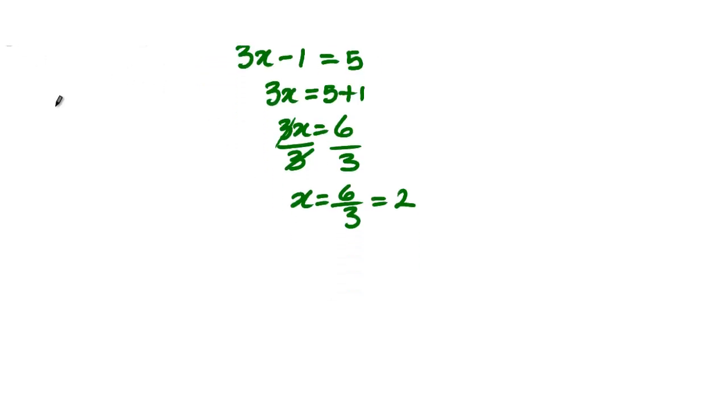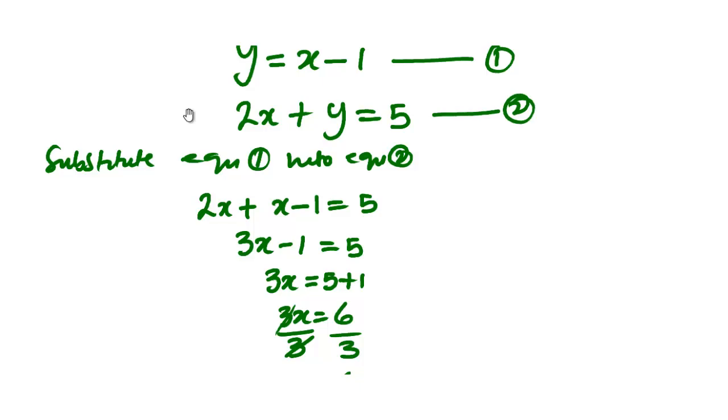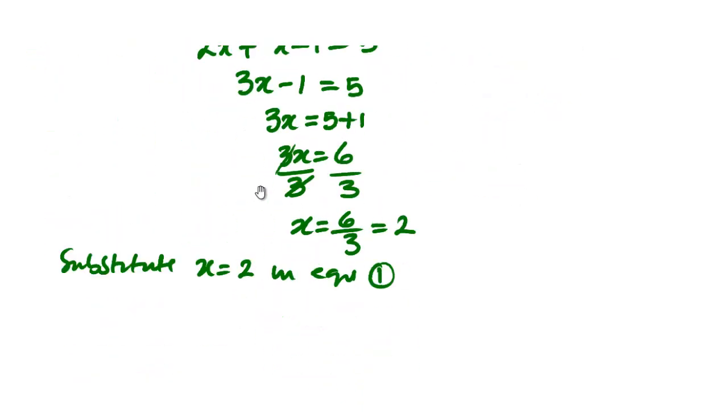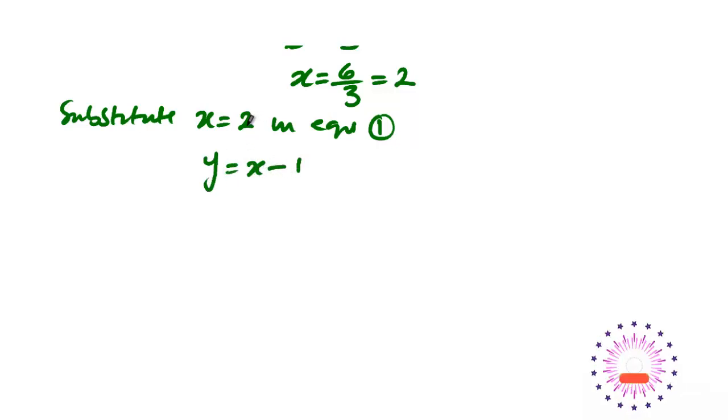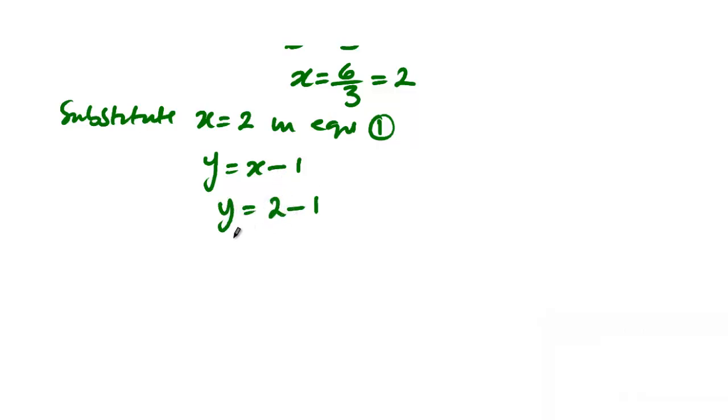So we've gotten the value of x. You now say substitute x, which is equal to 2, in equation 1. So don't forget, equation 1 is y is equal to x minus 1. So wherever we see x, we replace with 2. So y will now be 2 minus 1. So y is equal to 1. So therefore, x is equal to 2. y is equal to 1.